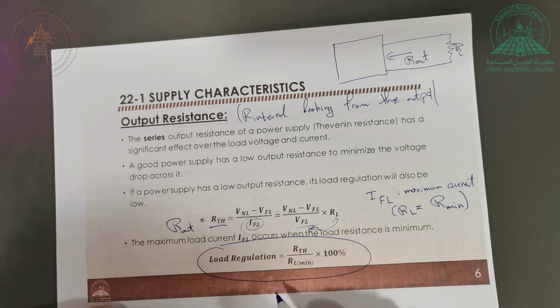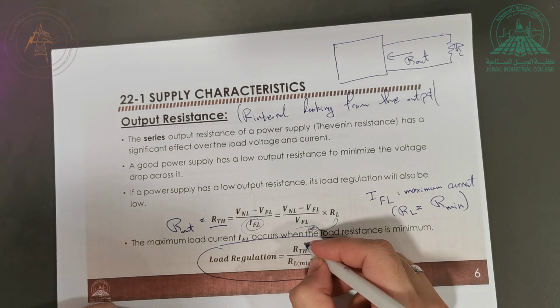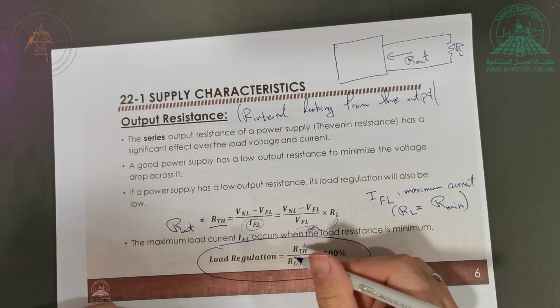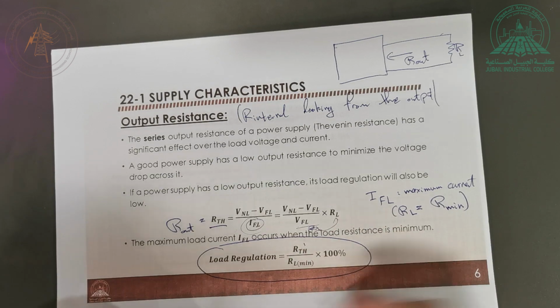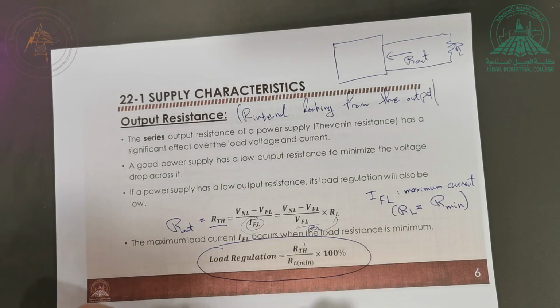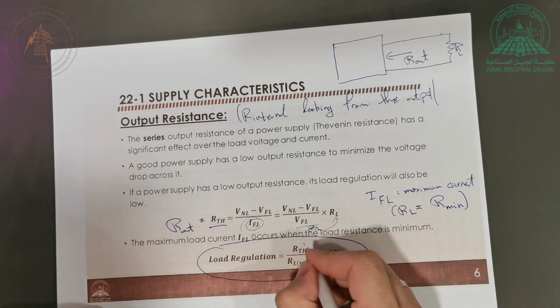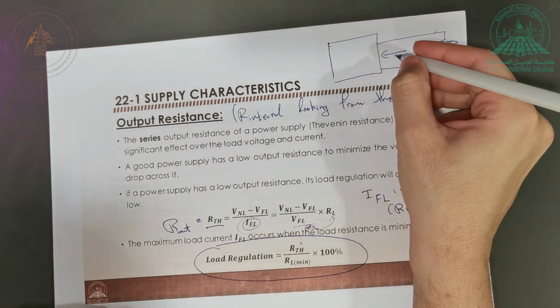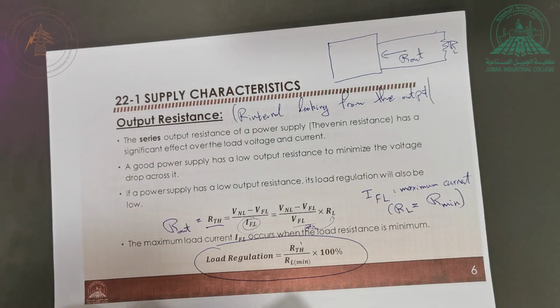So the load regulation is equal to what? R Thevenin, which is here R out, divided by the minimum resistance of the load, the minimum resistance, multiplied by 100%. You can see that the smaller the output resistance, the better the regulation.